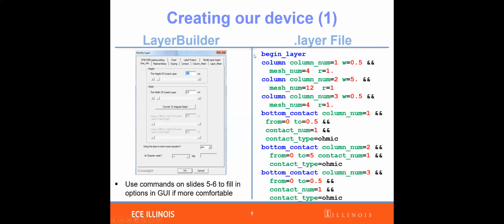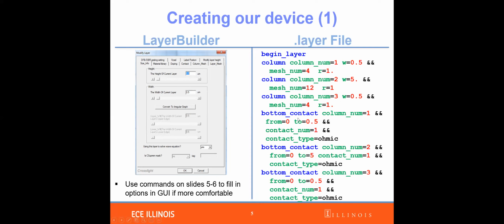Okay, so in the very beginning, we are going to define our column information. We are going to have 3 columns. In column 1, our column width is 0.5 micrometer, which implies 500 nanometer. In the second column, we have 5 micrometer width. And in the third column, we are going to have 500 nanometer width.